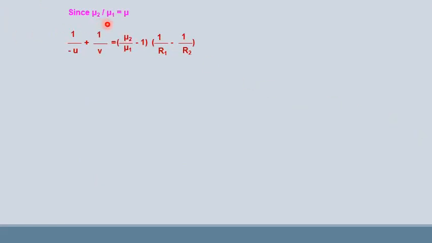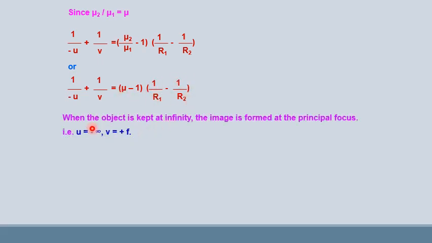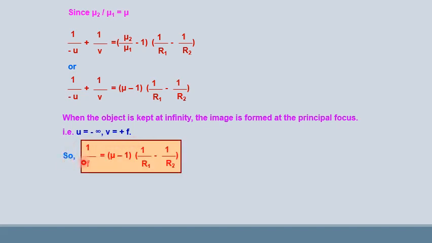Since mu2 upon mu1 is equal to mu, we can write 1 upon minus u plus 1 upon v is equal to mu2 upon mu1 minus 1 bracket 1 upon r1 minus 1 upon r2, or 1 upon minus u plus 1 upon v is equal to mu minus 1 bracket 1 upon r1 minus 1 upon r2. When the object is kept at infinity, the image is formed at the principal focus, that is u is equal to minus infinity and v is equal to plus f. So 1 upon f is equal to mu minus 1 bracket 1 upon r1 minus 1 upon r2. This equation is called the Lensmaker's formula.